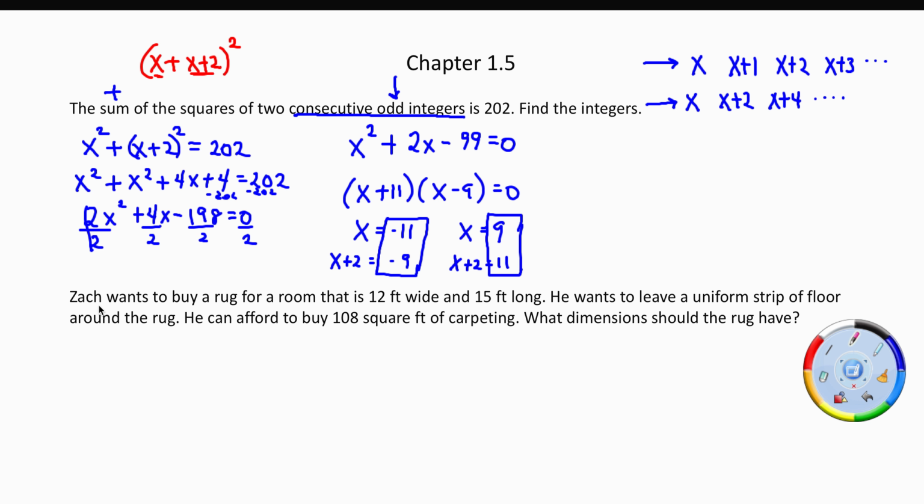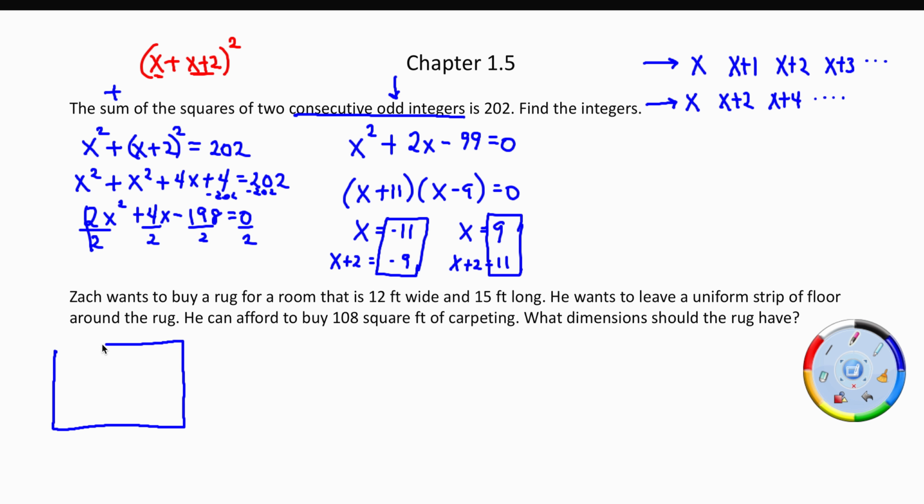Okay, what about this one? Zach wants to buy a rug for a room that is 12 feet wide and 15 feet long. He wants to leave a uniform strip of floor around the rug. He can afford to buy 108 square feet of carpeting. What dimensions should the rug have? Don't forget that drawing a diagram is a really useful technique.